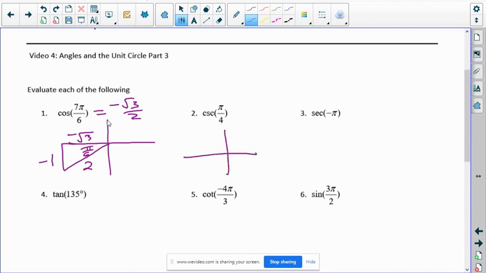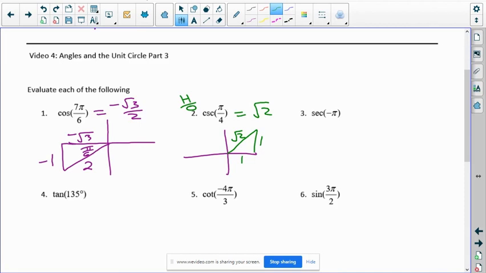Cosecant of pi fourths. Pi fourths is its own reference angle, so we have a pi fourths angle here. 1, 1, square root 2. None of those is negative. And so we can go with the hypotenuse over the opposite. The hypotenuse is the square root of 2. The opposite is 1. So you got square root of 2 over 1, which is square root of 2.